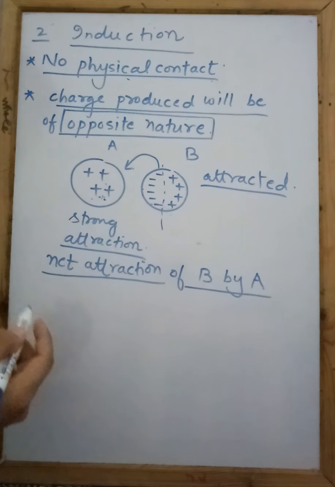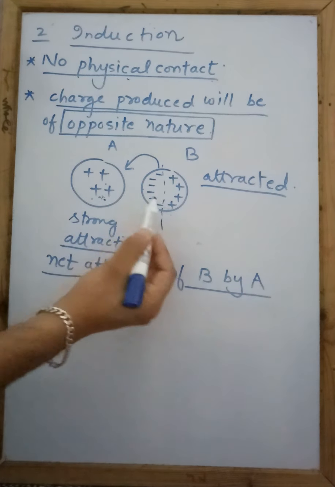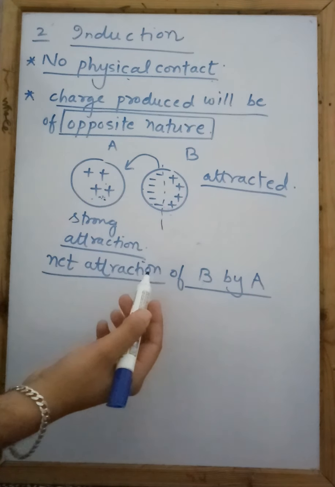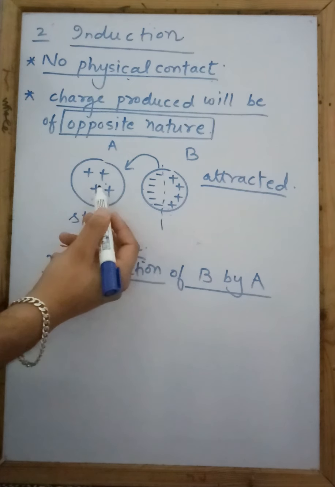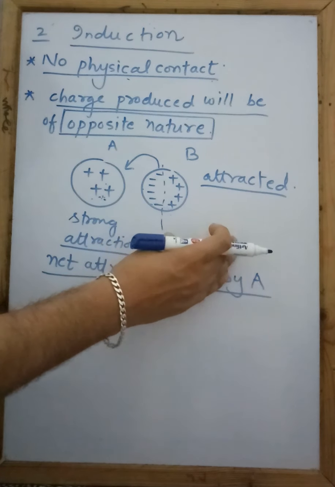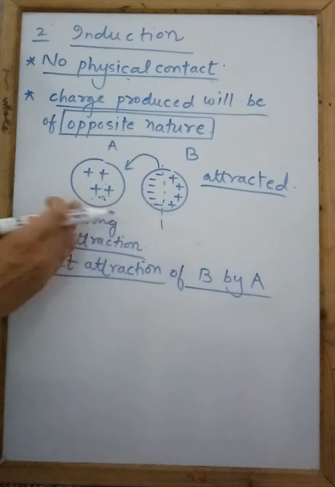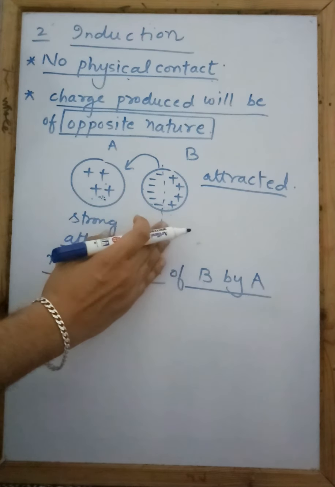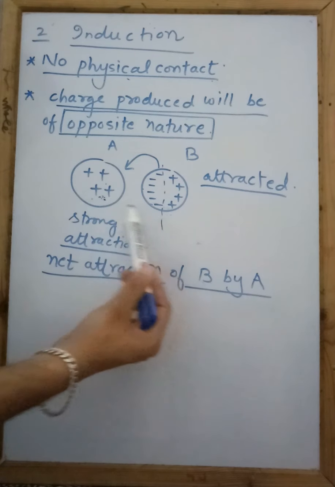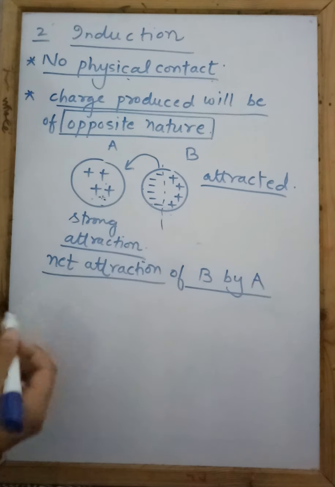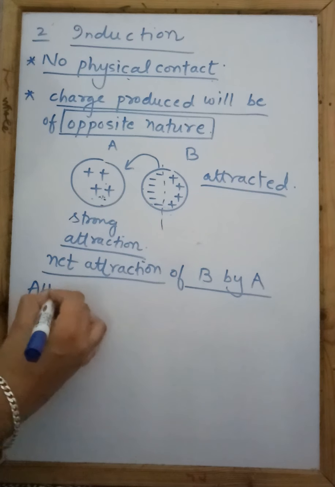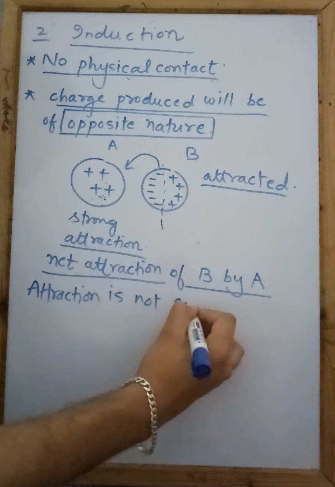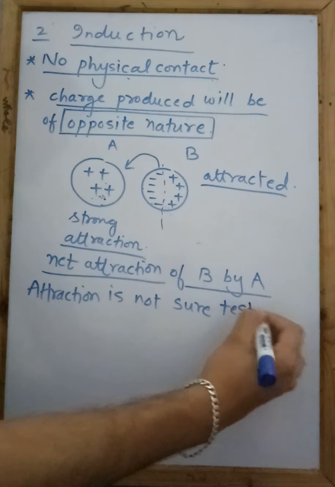So if I ask you that some body is being attracted by another, are you sure that body is charged? B will be attracted towards A. Definitely if B carried a net negative charge, it would get attracted towards A. But even if B is neutral, in this example, it is still being attracted by A. So attraction is not the sure test of charge.